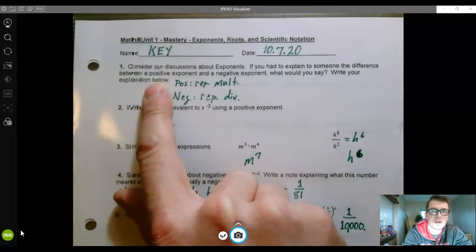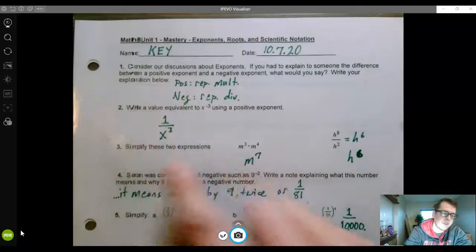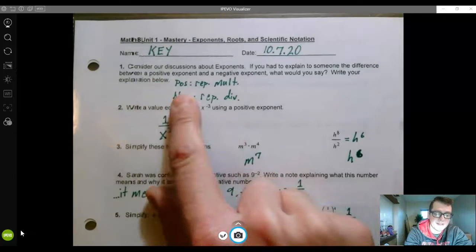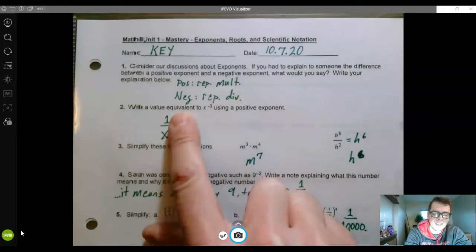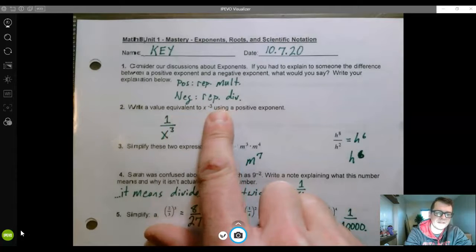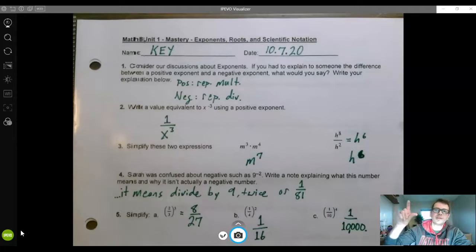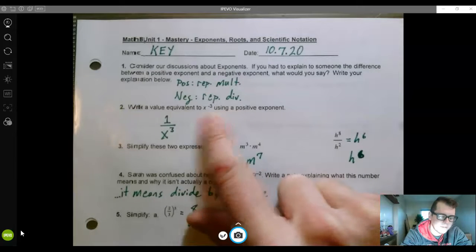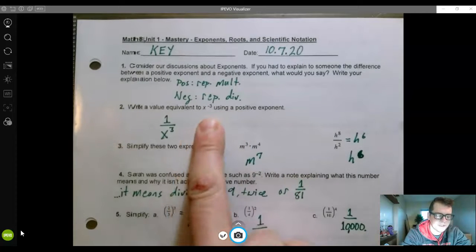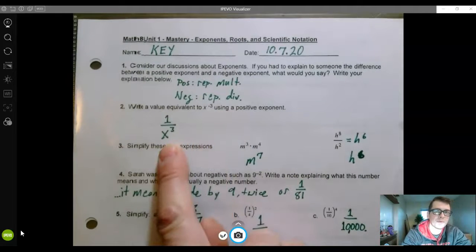So the first question, just talking about what exponents do. Really brief reminder there. Positive is repeated multiplication, and negative, of course, is repeated division. So we put that base value in the denominator, and then it is raised to that power. So that's repeated division. For example, x to the negative 3 ends up with 1 over x to the third.